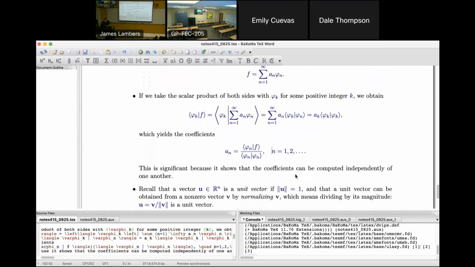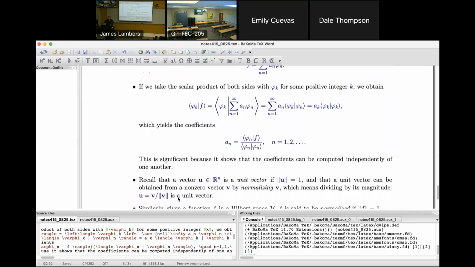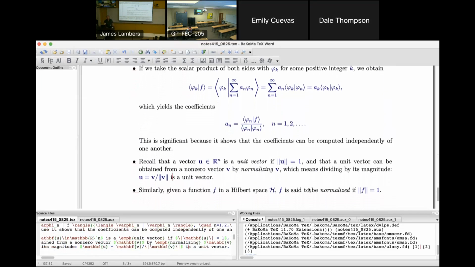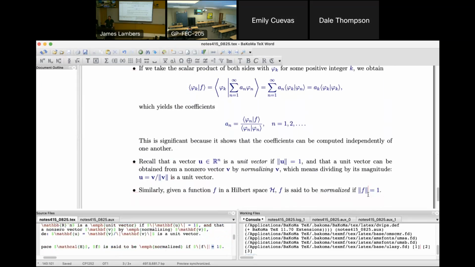Now I'm going to take orthogonality one step further. You remember from calculus, if you have a vector in Rn, and if its magnitude is 1, it's called a unit vector. Now, if you have any old non-zero vector b that's not necessarily a unit vector, you can make it a unit vector by dividing by its norm, its magnitude. So b over norm of b is a unit vector. You can do the same thing with functions in a Hilbert space. I can divide a function f by its norm. We don't necessarily call it a unit vector, but we say that the function is normalized.